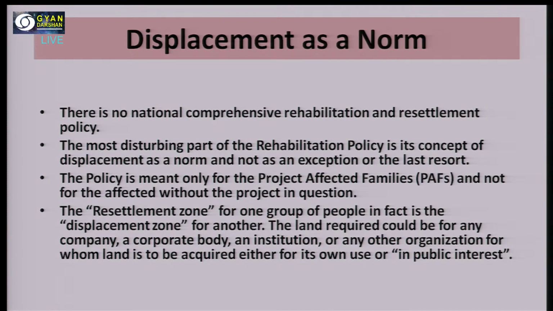Now, we have to understand why displacement is a norm. The fact that there is no national comprehensive rehabilitation and resettlement policy is of grave concern. The most disturbing part of the rehabilitation policy is its concept of displacement as a norm and not as an exception or the last resort. Now, the policy is meant only for the project affected families and not for those affected without the project in question. So the resettlement zone, when one talks about it, for one group of people is, in fact, the displacement zone for another. So there's a lot of confusion in terms of this. And the land required could be for any company.